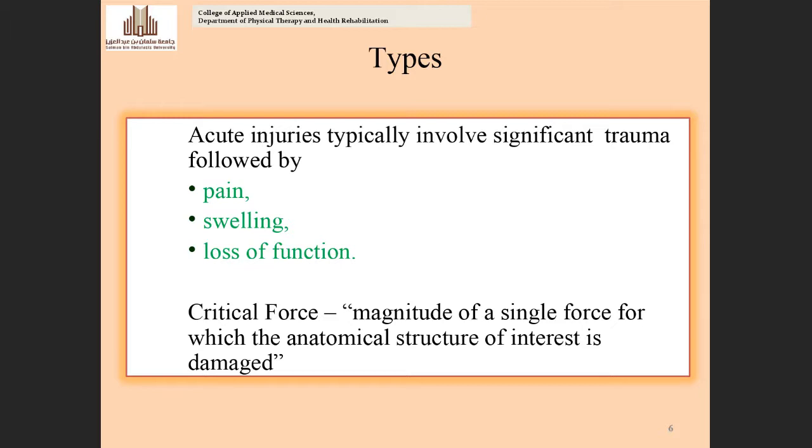So these injuries typically involve significant trauma, right? So there is an injury in the soft tissues. Along with these soft tissue injuries, the patient, the player will show some of the important features. One is pain, swelling and tenderness and loss of function. So there is a pain around the area. Whenever there is an external injury, the immediate feature is pain.